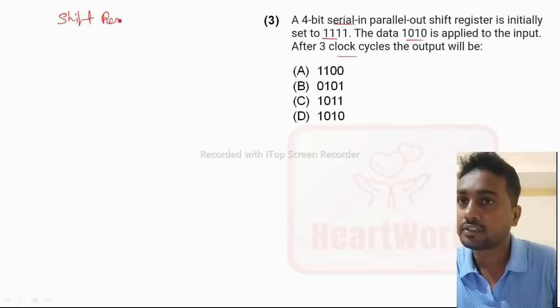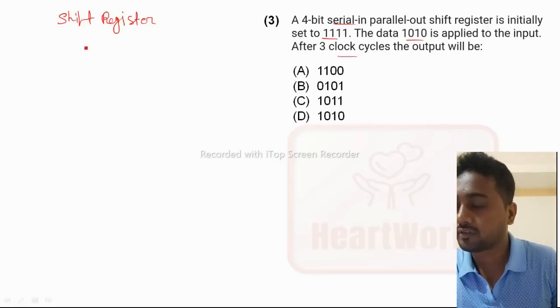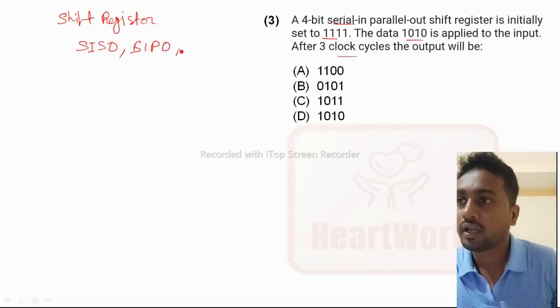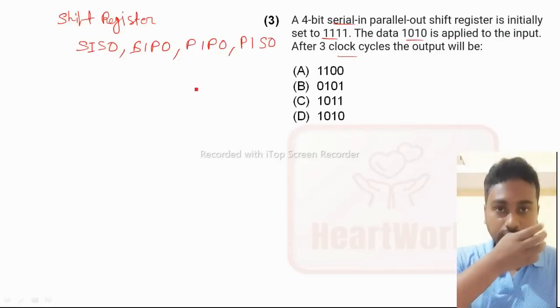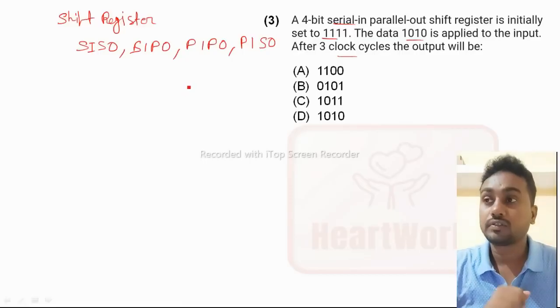Shift register. So there are 4 types of shift register. First is SISO, that is, serial in serial out, then serial in parallel out, parallel in parallel out, and parallel in serial out. These are the four types of shift registers.